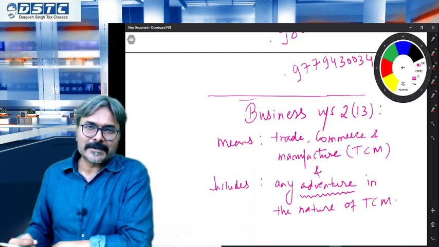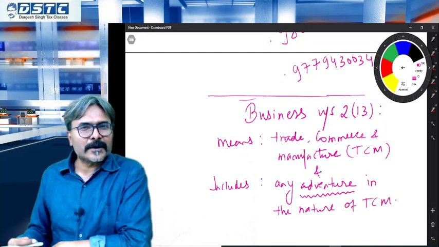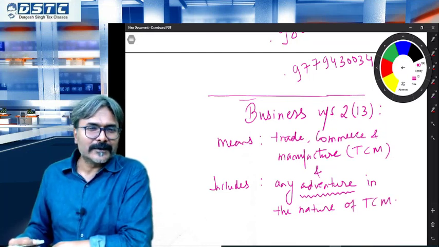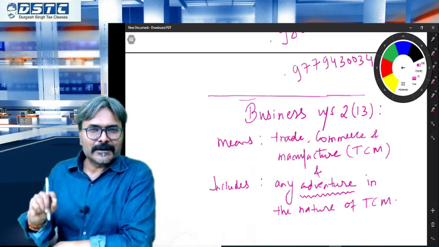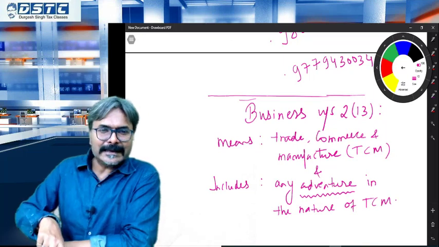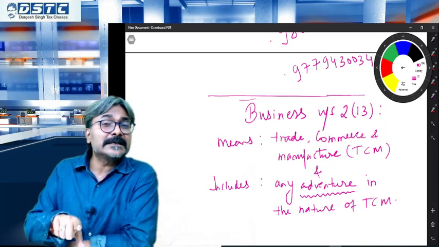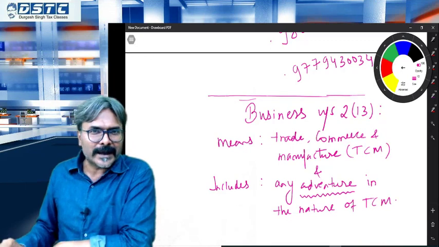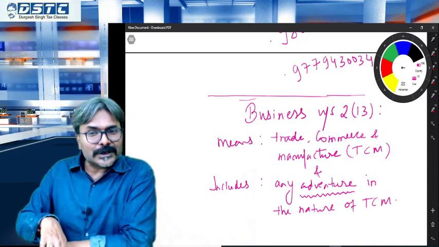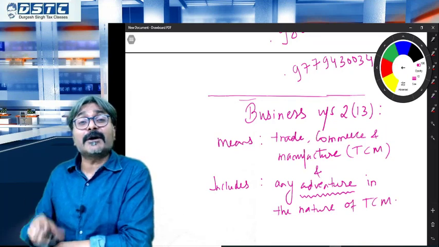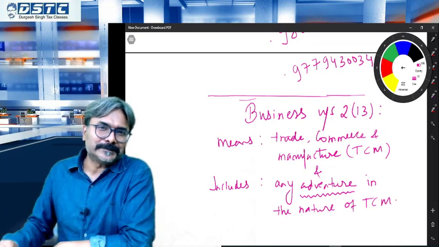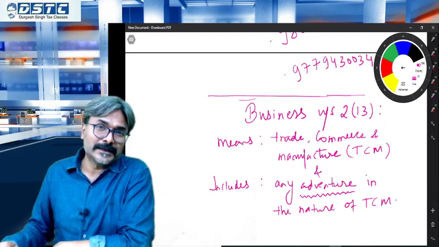Some students have picked up. I know what your reasons would be. Why has the High Court said no? This action on the part of the AO is incorrect. What is the reason? The reason is, students, that for the assessing officer to say that any adventure will qualify as business is an incorrect interpretation. Why? Because even the adventure should be in the nature of trade, commerce and manufacture.